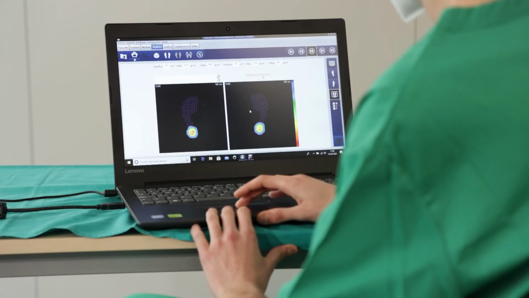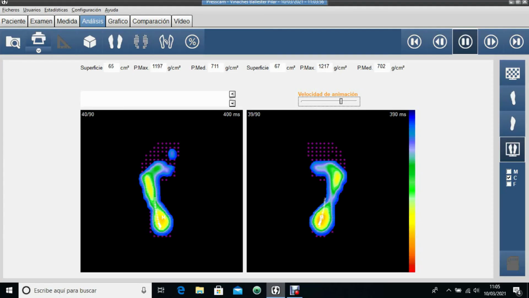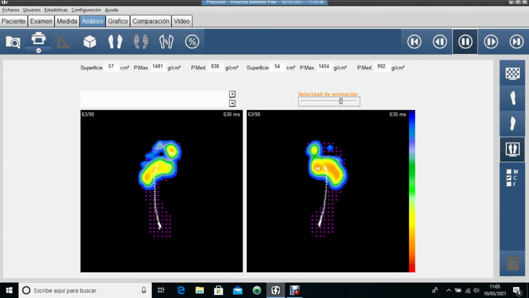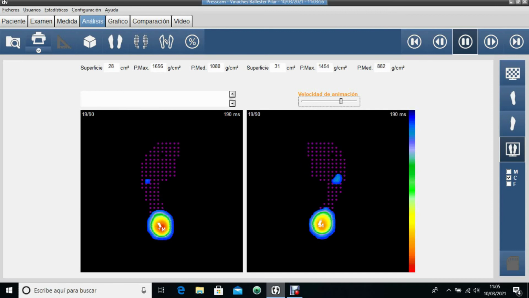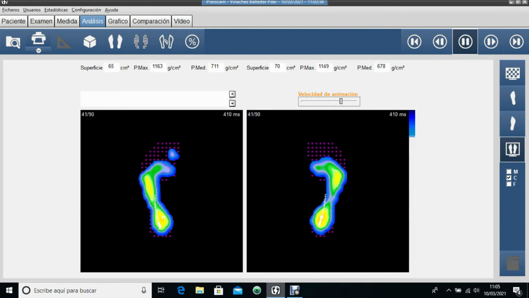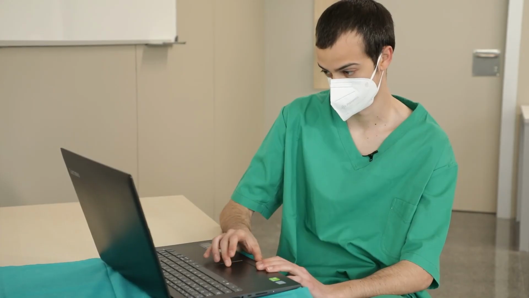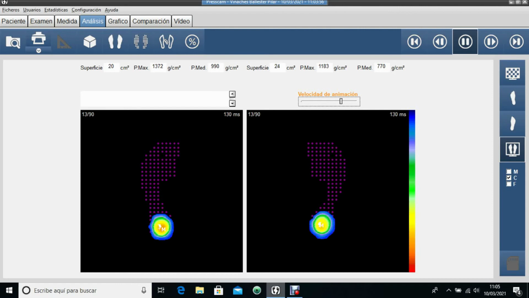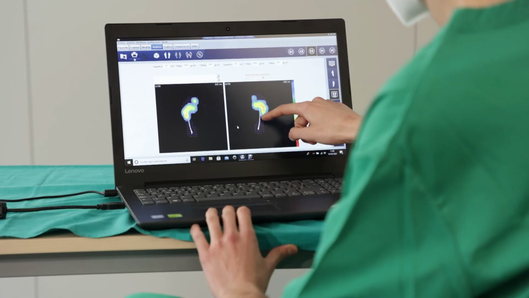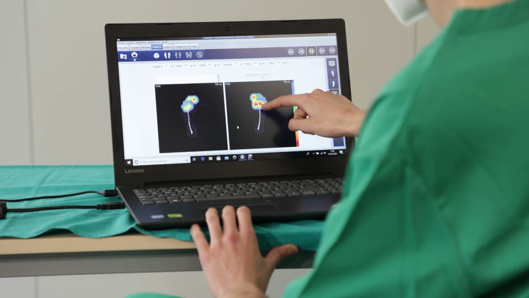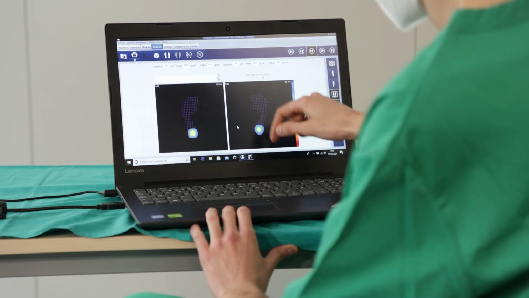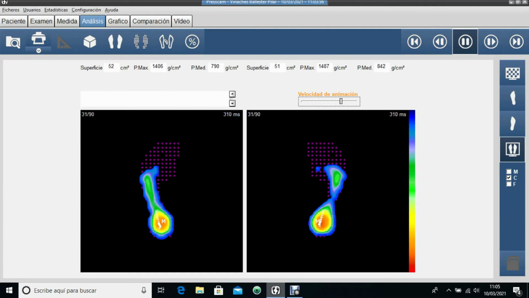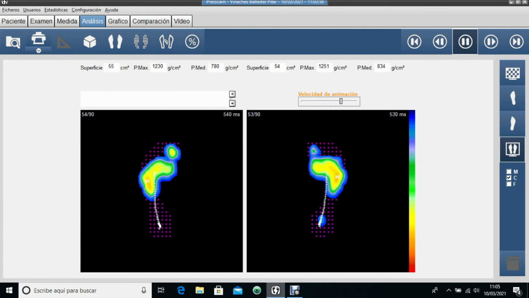In the case of the dynamic measurement, what we will obtain is a video of the foot pressures while the patient is walking. Therefore, we can see possible anomalies in the different phases of the step: initial contact, full charge, and takeoff. The program shows us the progression line of the step, which in normal conditions begins in the external area of the heel in the initial contact, moves forward to the central metatarsal heads in full charge, and ends in the first or second toe at takeoff.